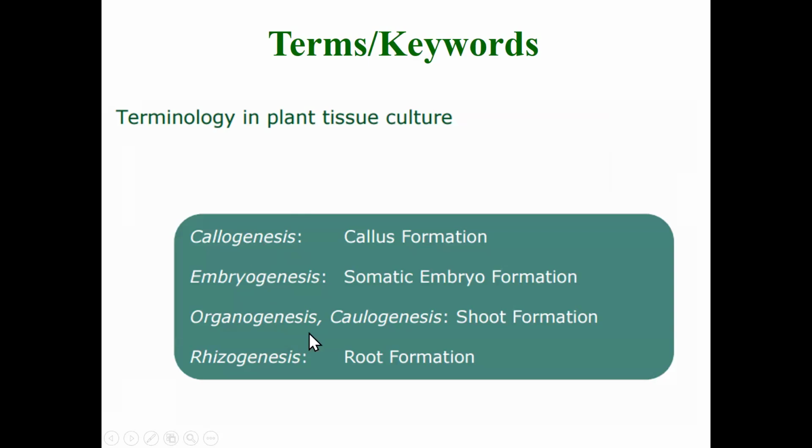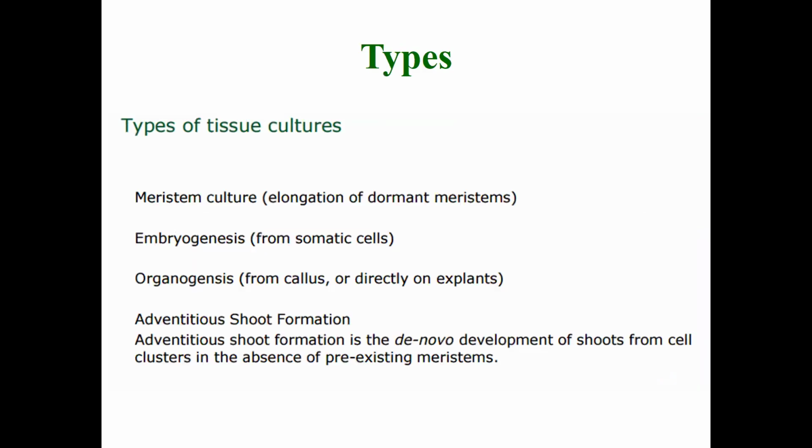Obviously, you need to be familiar with these terms. Callus formation is called callogenesis. Embryo formation is called embryogenesis. So first callus forms, then embryos form, and then organs develop. Shoot formation is called organogenesis. Then rhizogenesis is root formation. So these are sequentially arranged, and the process is triggered by different hormones.